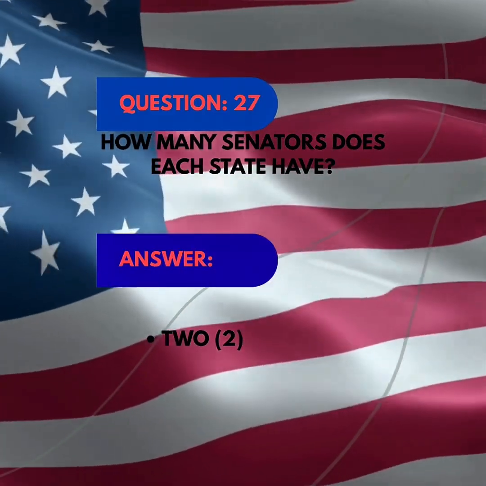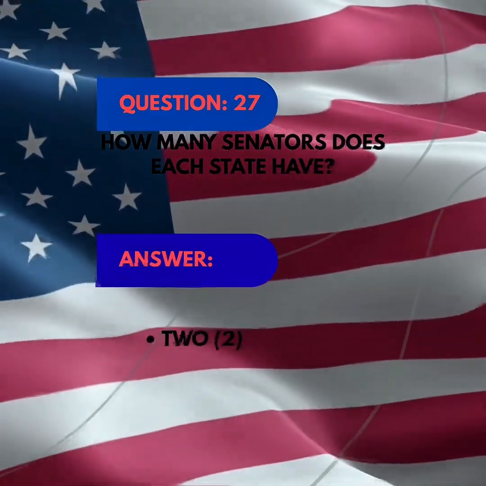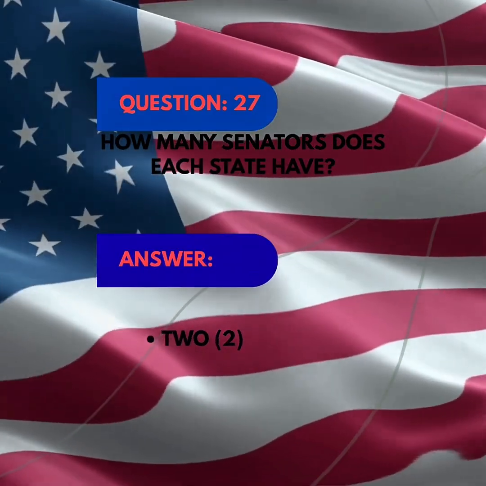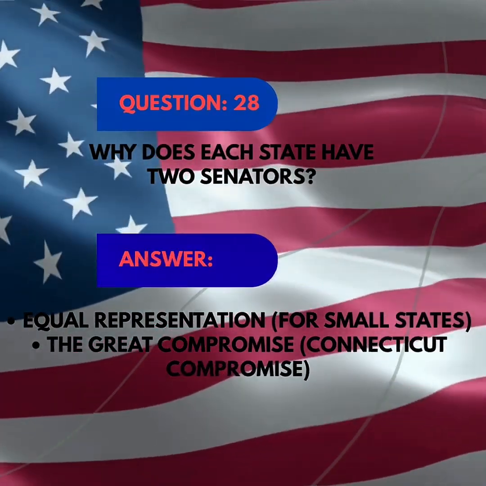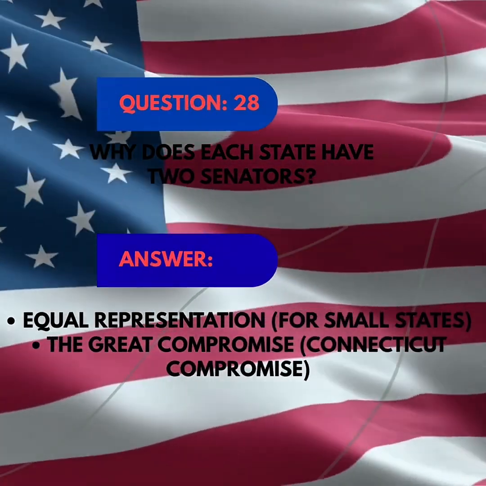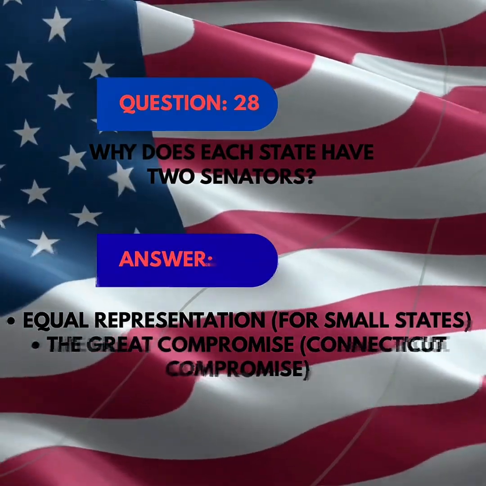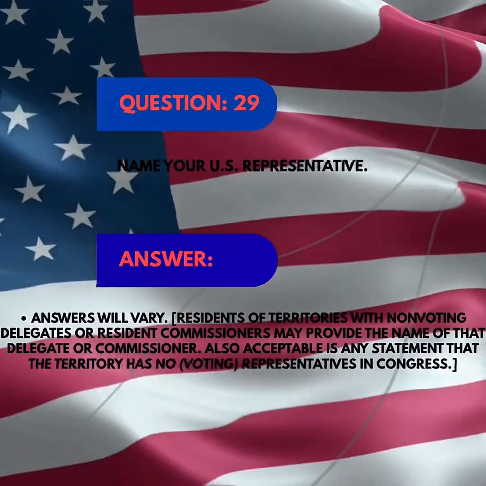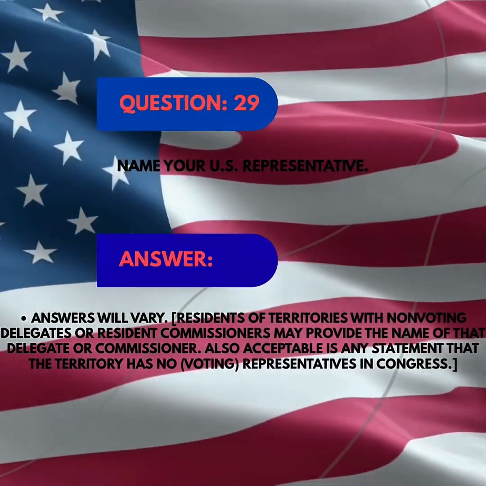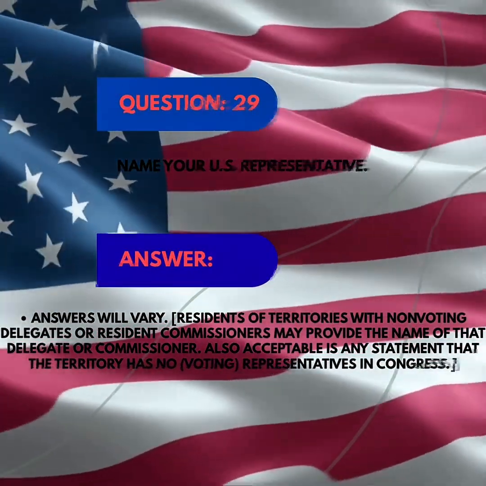Question 27. How many senators does each state have? Answer. Each state has 2 senators. Question 28. Why does each state have 2 senators? Answer. To ensure equal representation for small states. This was part of the Great Compromise. Question 29. Name your U.S. representative. Answers will vary depending on your congressional district.